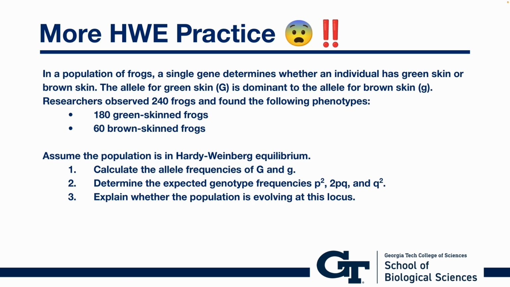So now we have the chance to do even more Hardy-Weinberg math if you really feel the need to practice. So we're told that we have 2 alleles in this case, G and little g, and they code for green or brown skin. Out of our whole population of 240 frogs, we have 180 that are green and 60 that are brown. We're told that this population should be in Hardy-Weinberg equilibrium, and we're asked to find 3 things: the big G and little g frequencies, P squared, 2PQ, and Q squared, and whether or not evolution is happening.